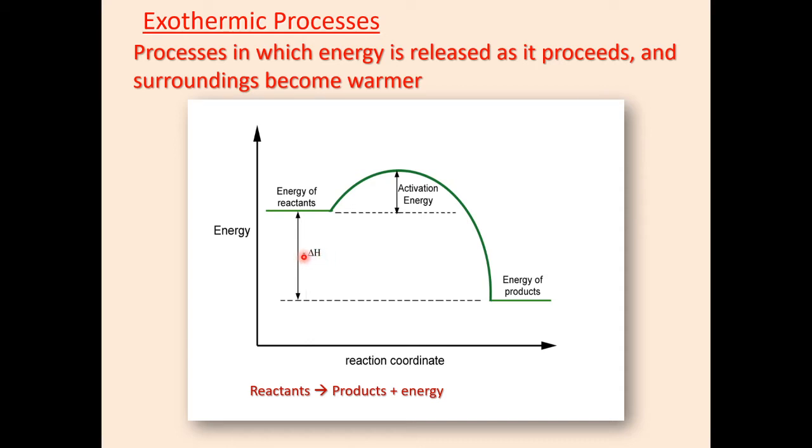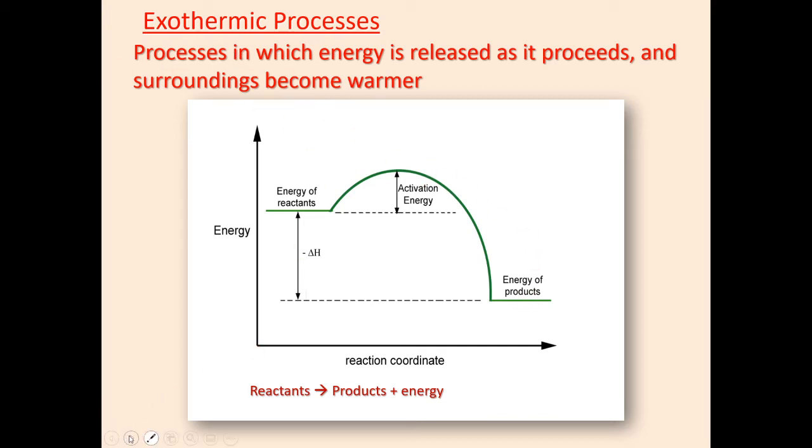Notice the value is negative. We started high, we ended low, so the total change in energy will be a negative value. You lost energy. So anytime you see a negative delta H, or a negative change in energy, you know you're dealing with an exothermic process. Starting high, ending low: exothermic.